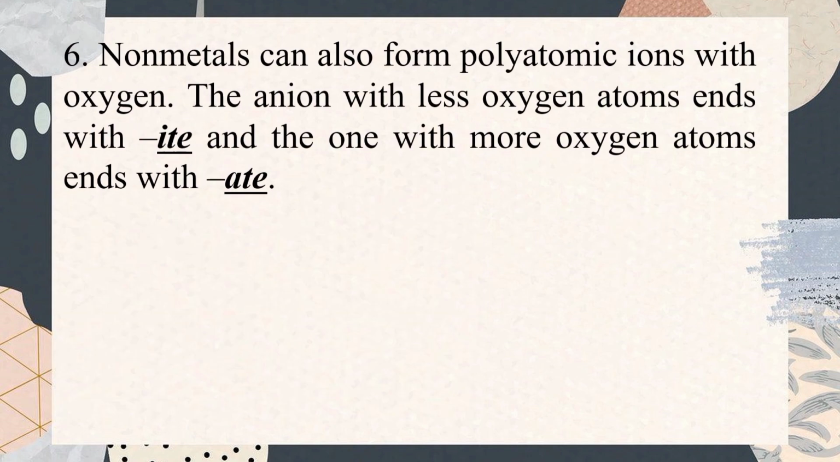Nonmetals can also form polyatomic ions with oxygen. The ion with fewer oxygen atoms ends with the suffix ite, and the one with more oxygen atoms ends with the suffix ate.